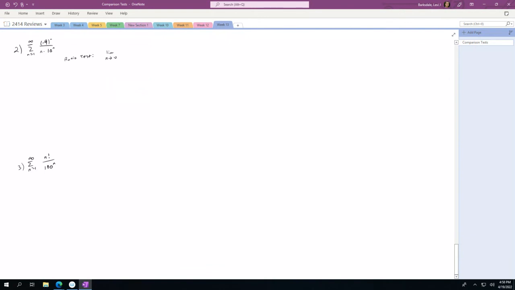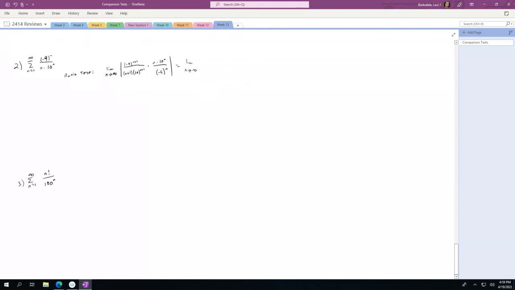So I'm going to take the limit as n approaches infinity of the absolute value of -9 to the n plus 1 divided by n plus 1 times 10 to the n plus 1. And instead of dividing by the original, I'm just going to go ahead and multiply by the reciprocal, so multiplied by n times 10 to the n divided by -9 to the n. Now canceling whatever I can, I see that this is the limit as n approaches infinity of, I'm going to go ahead and ignore all my negatives and just drop my absolute value.